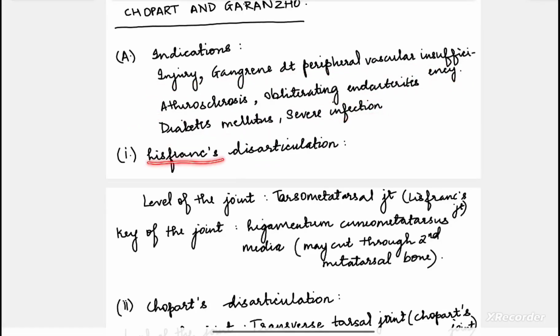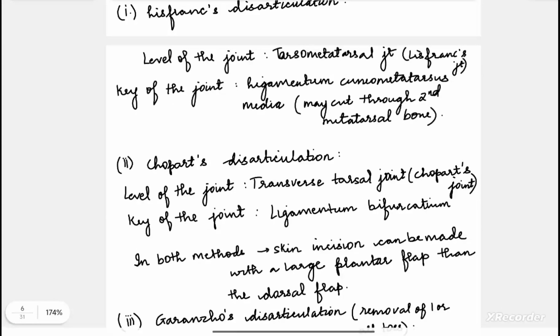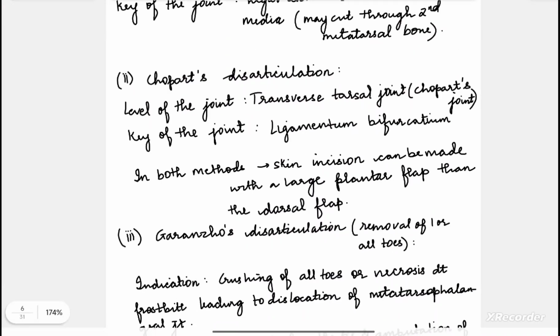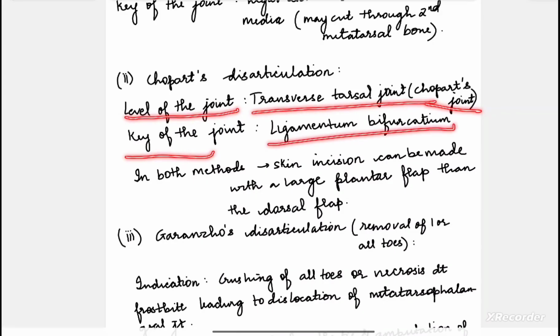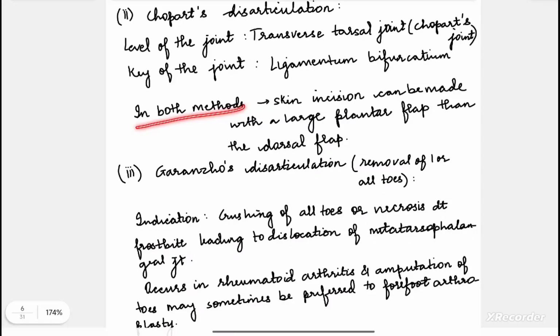Lisfranc's disarticulation. Level of the joint is the tarsometatarsal joint, Lisfranc joint. Key of the joint is the ligamentum cuneo-metatarsus mediae, and it may cut through the second metatarsal bone. Chopart's disarticulation. Level of the joint is the transverse tarsal joint, Chopart's joint. Key of the joint is the ligamentum bifurcatum. In both methods, the skin incision is made with a larger plantar flap than the dorsal flap.